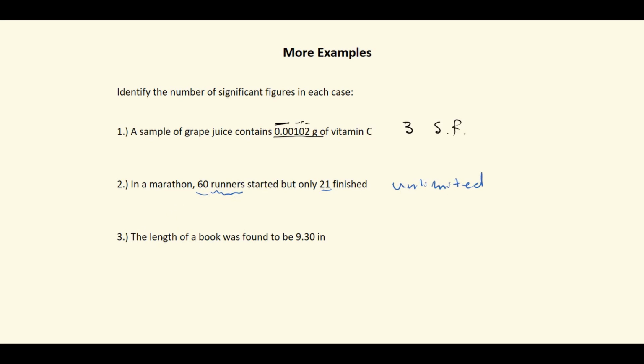Alright, finally we have the length of a book was found to be 9.30 inches. So once again we have a quantity here, and this represents the length of a book. So we know that this had to have been a measured quantity, probably with a ruler or measuring tape. So that means we have to use our significant figure rules, which says that integers are always significant. Trailing zeros are significant if we have a decimal point in the number, which we do. So this quantity has 3 significant figures.